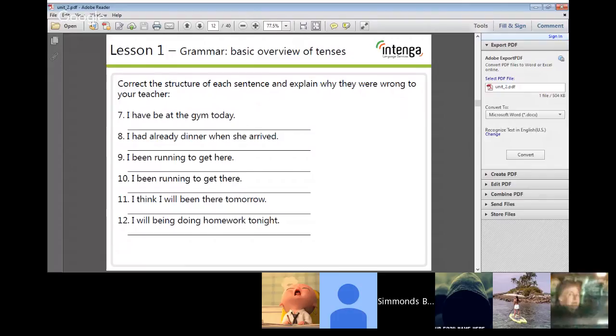Okay, number 8: "I had already dinner when she arrived." What's missing, or what do we need to change here? So past perfect, Ken? "I have had." No. That is correct, so "I have had," but it was "I had already had." No, I actually made this mistake. "I had already had dinner when she arrived."